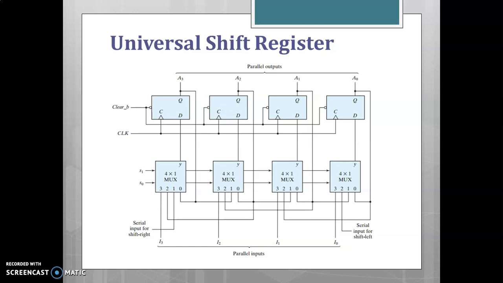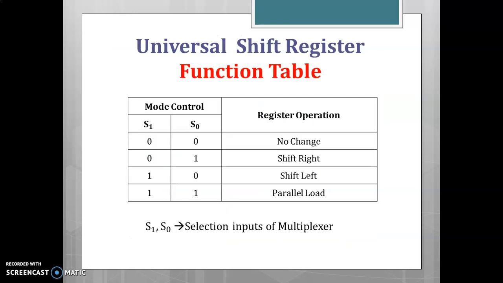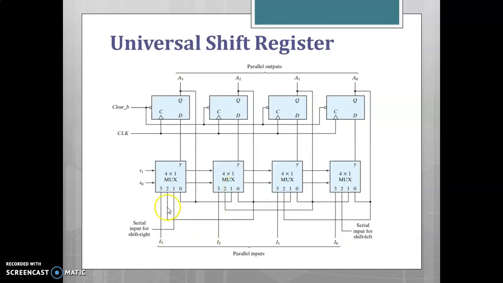When S1, S0 is 1, 0, input 2 is selected. So, the serial input for this A0 register is given. Here in this case, it will be shifted left. So, this output is given to this register. Similarly, the output is given to this register. So, output is given to this register. Here, shifting in the left direction takes place.